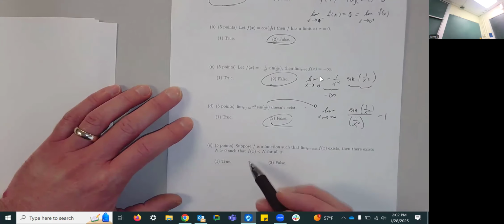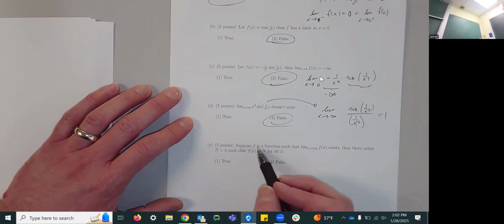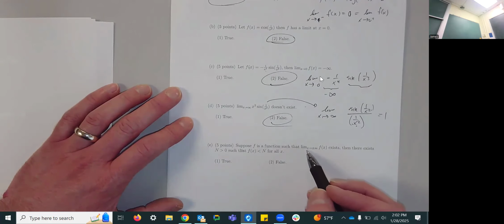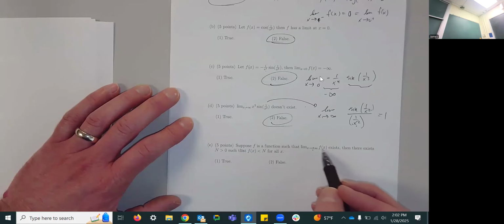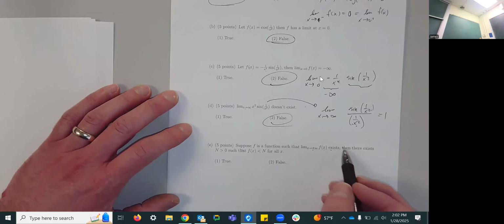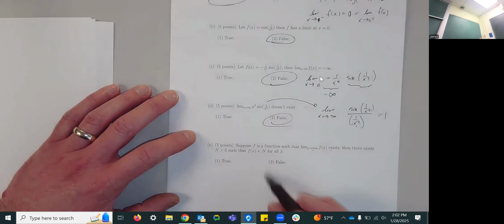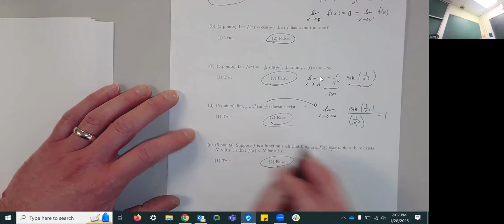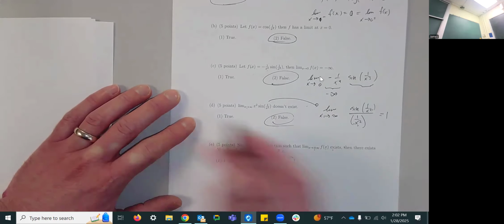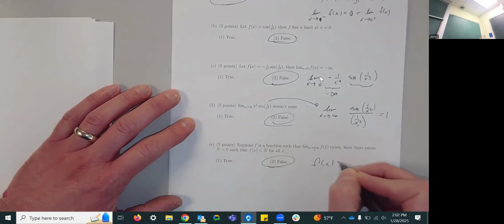Lastly, this. Suppose f is a function such that the limit as x goes to either infinity or negative infinity of f of x exists. Then there exists an n bigger than 0 such that f of x is less than n for all x. No, it's false. Here's a perfect example of why it's false. f of x equals 1 over x.